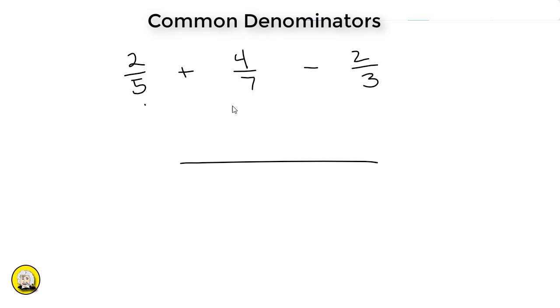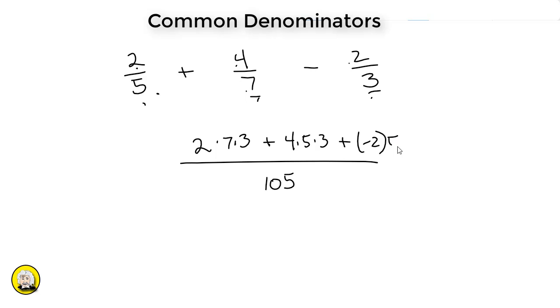So let's see that in practice on an example. In this case, my common denominator is going to be 5 times 7 times 3. That's 35 times 3, or 105. And each numerator is going to be 2 times the other denominators shown, which will be 7 and 3. So that's 2 times 7 times 3, plus 4 times 5 times 3, plus negative 2 in this case, times the other denominators, which are 5 and 7. And that will essentially be our result.